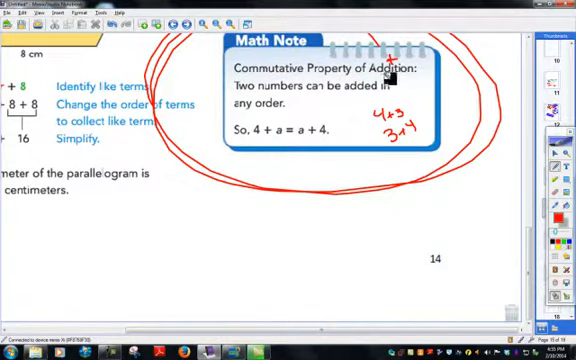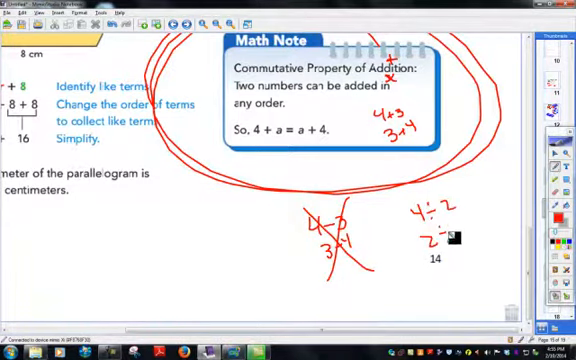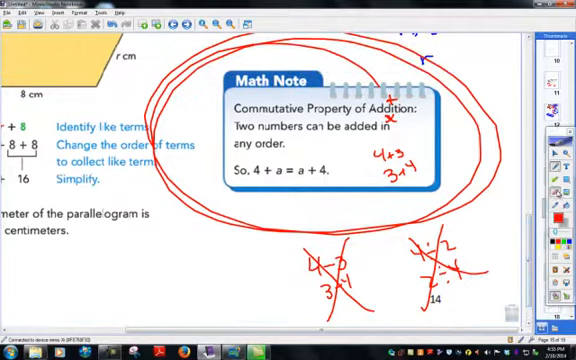of addition. There's also a commutative property of multiplication. There is no commutative property of division or subtraction. 4 minus 3 is not the same as 3 minus 4. Not the same. 4 divided by 2 is not the same as 2 divided by 4. They're not even close to being the same. So you can't do that.